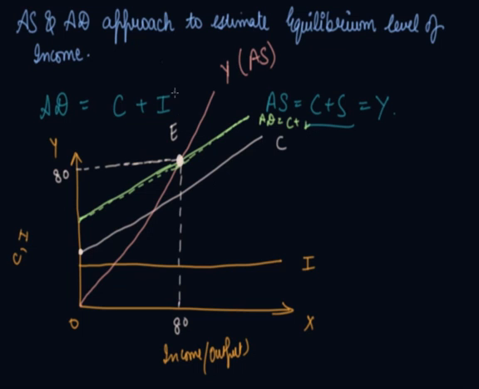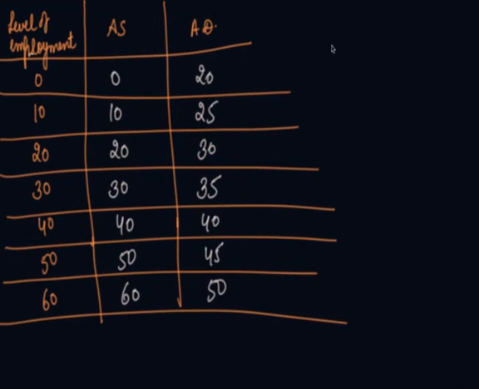Now let's see it through a tabular representation. In this tabular form, we are given the level of employment, your aggregate supply, your aggregate demand. I've told you in the very beginning of this video that your income, your output or your employment are considered the same, because your output helps in income generation, and income generation means your employment. If the person is employed, then only he will generate income. So level of employment means your income.